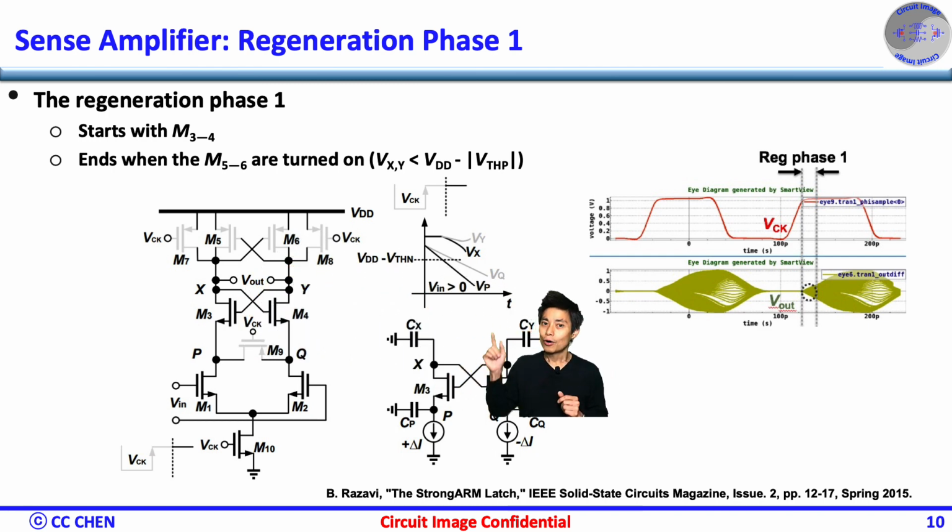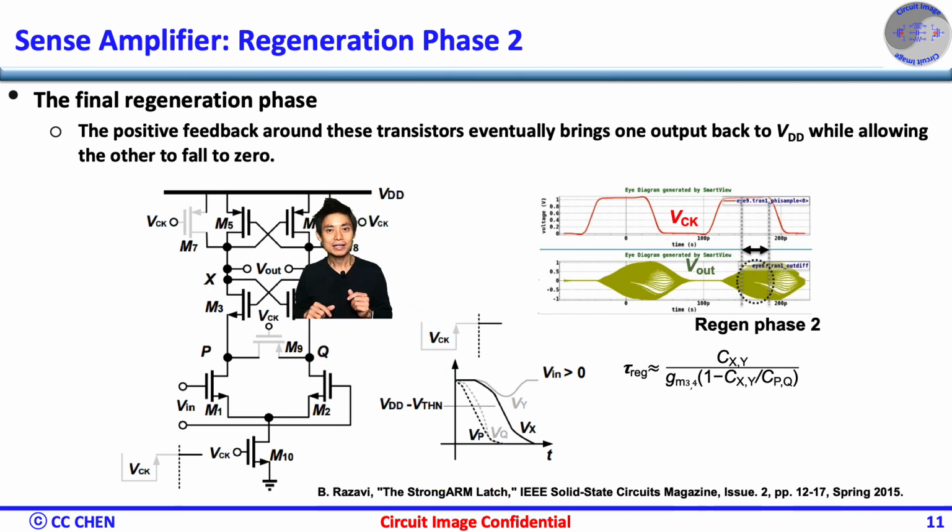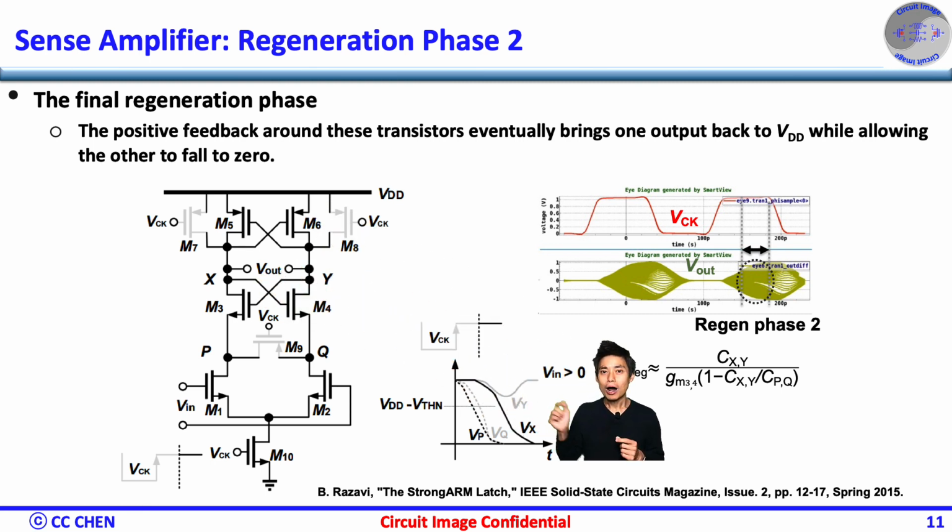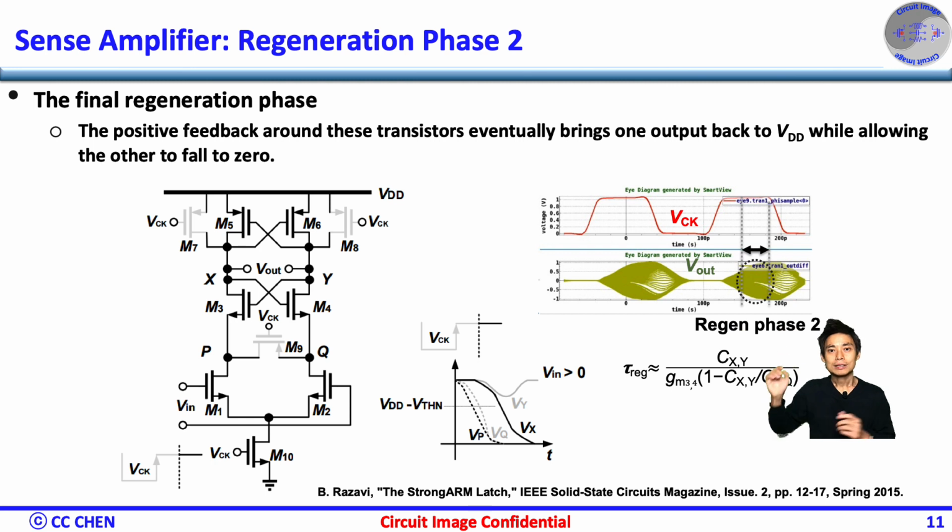In this phase, all the capacitance at X, Y, P, and Q must be minimized. That emphasizes one more time that the reset devices cannot be as big as possible. Just make sure the reset is good enough instead. Lastly, as soon as M5, M6 turn on, the final regeneration phase will finish the whole positive feedback around these transistors and eventually bring one output back to VDD while allowing the other one to fall to 0. Even though the precise time constant is set here, you should have an intuitive way of minimizing all the capacitance and maximizing the GM here.